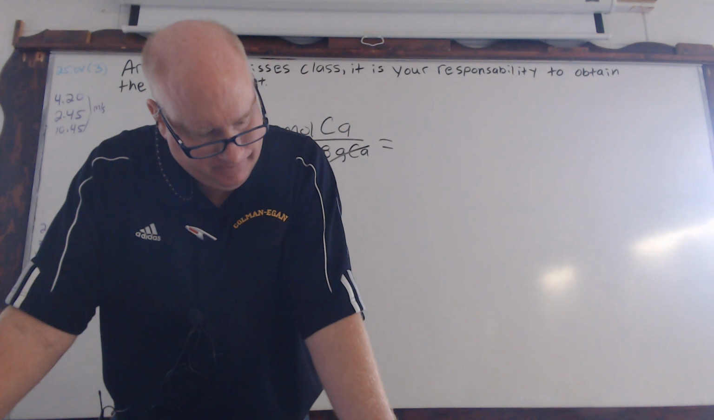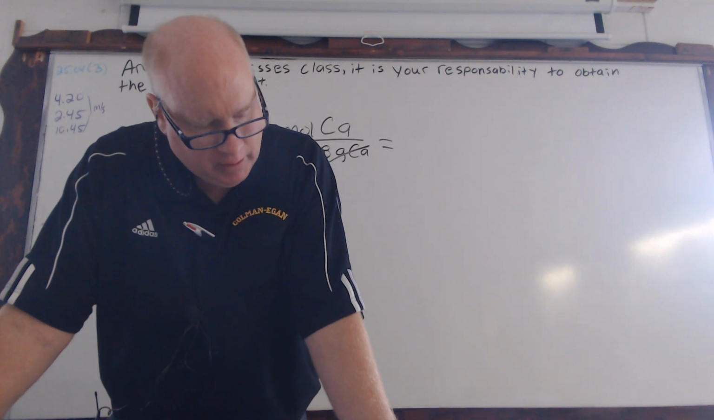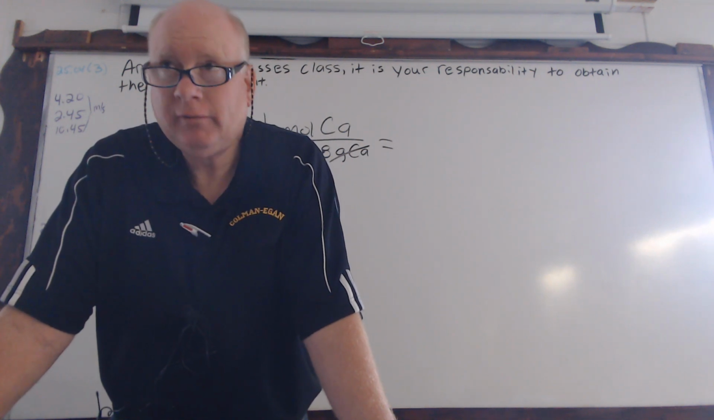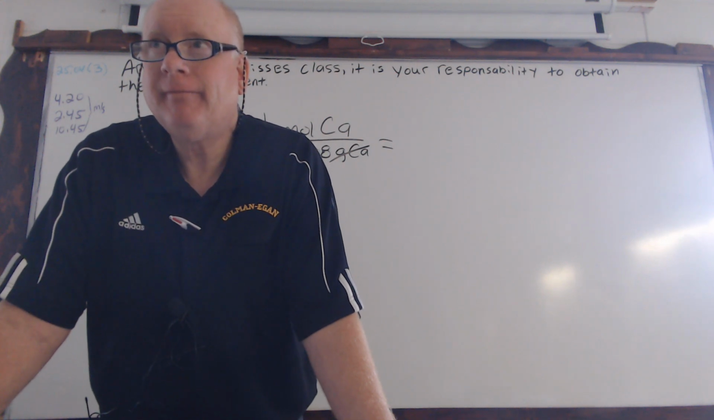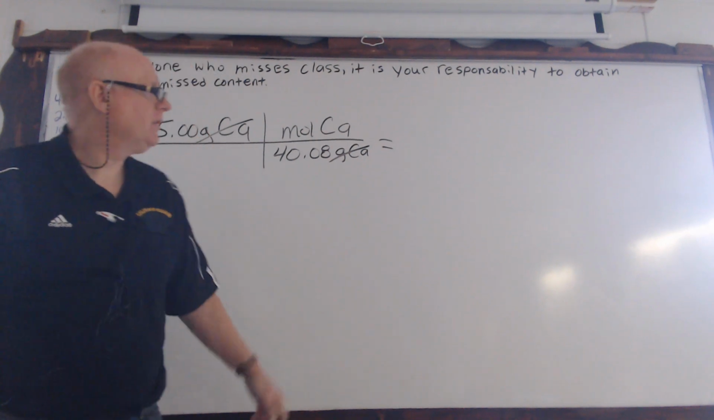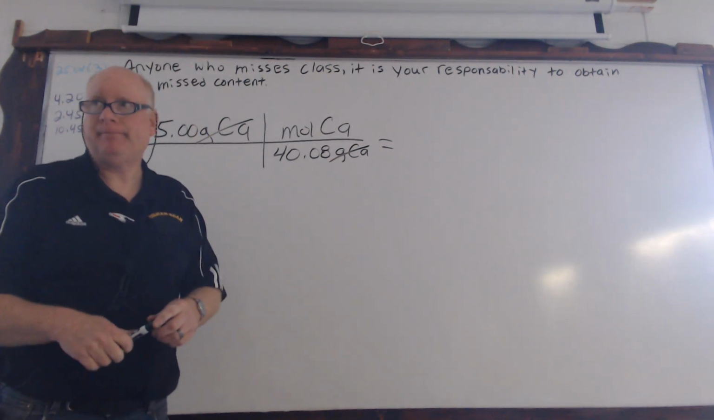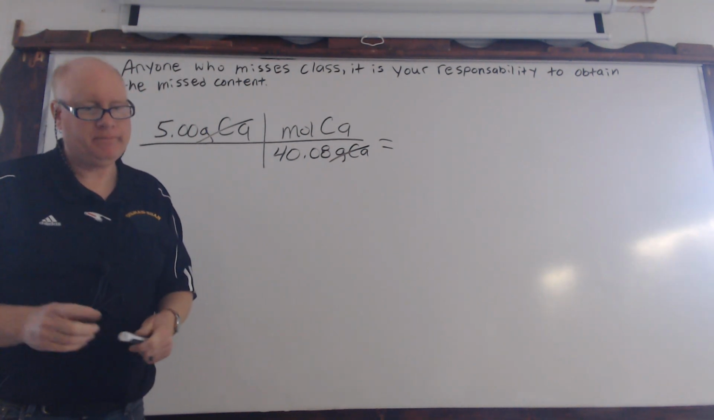Okay. Right. So what was the answer? So, yeah, what did you get? Well, did you take 5 times 40.08? No, divided, because it's on the bottom. You divide. Okay. Yeah, so.